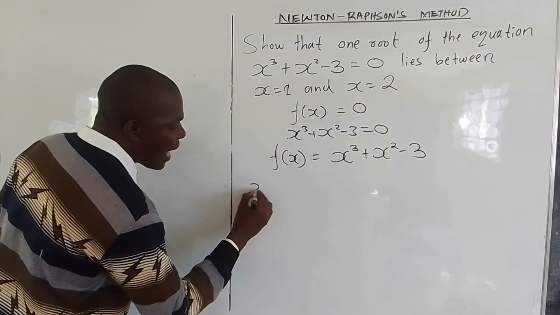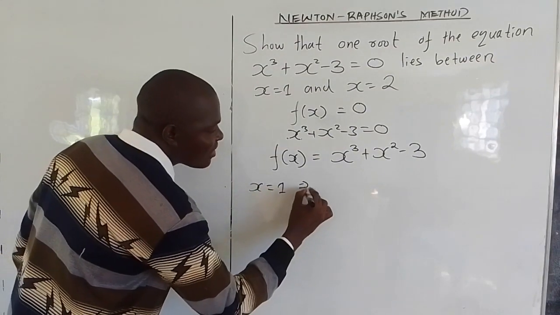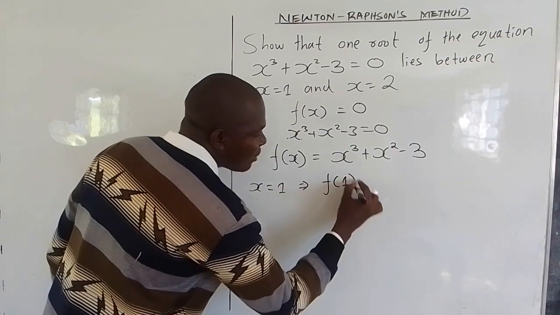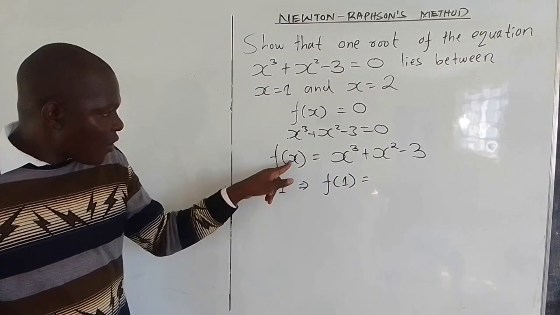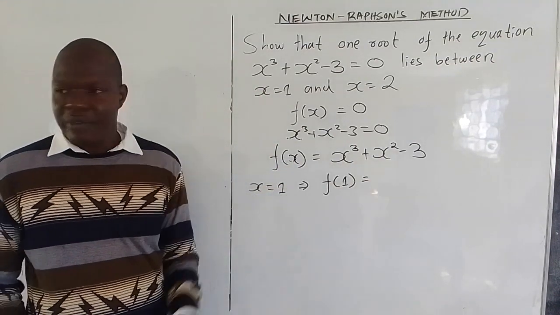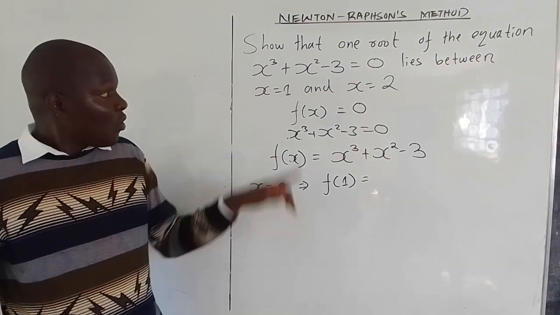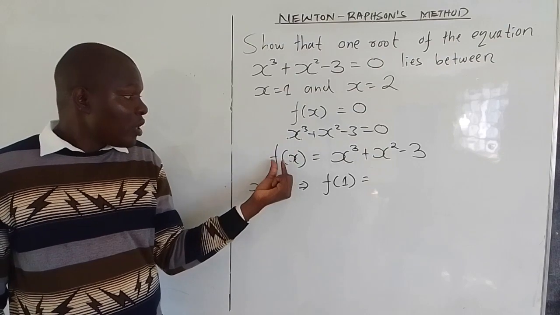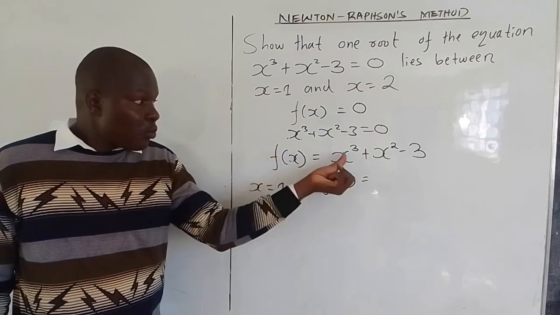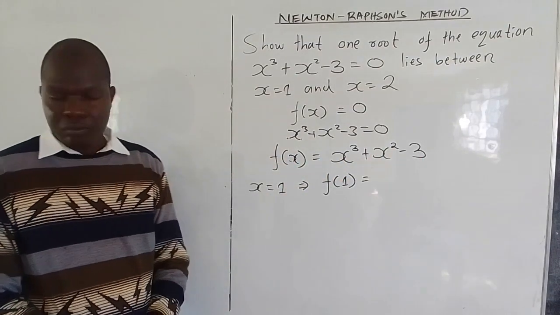When x equals 1, what does this imply? What is f of 1? Where there is x, you put 1. Are you getting it? When x equals 1, what will be f of x? Meaning where there is x, you put 1. So what do you get?